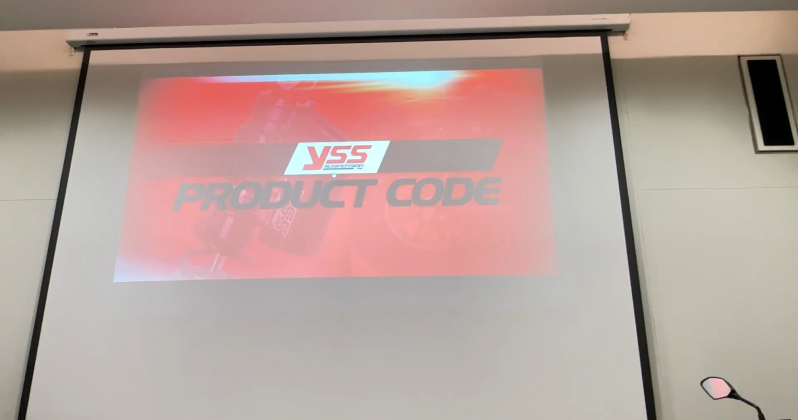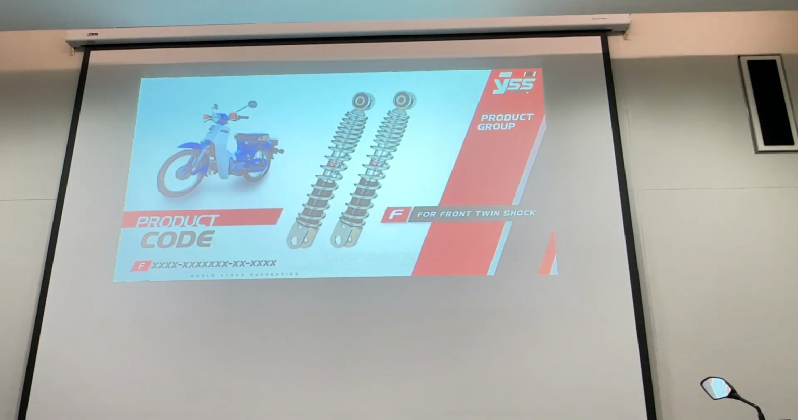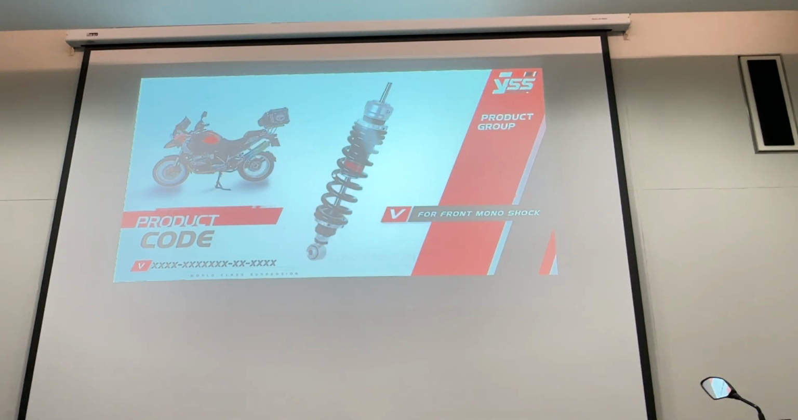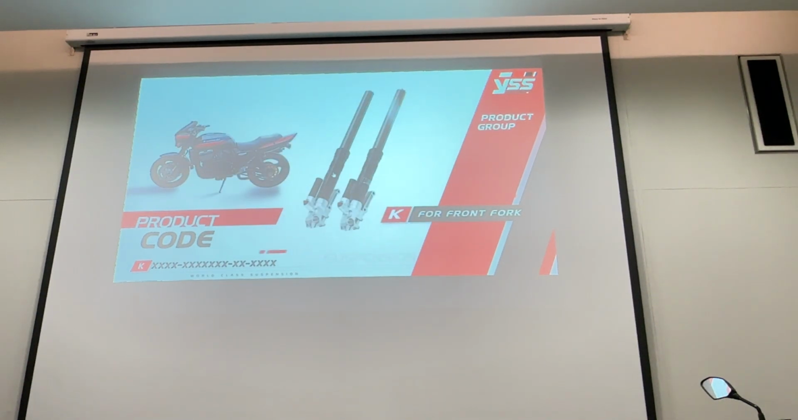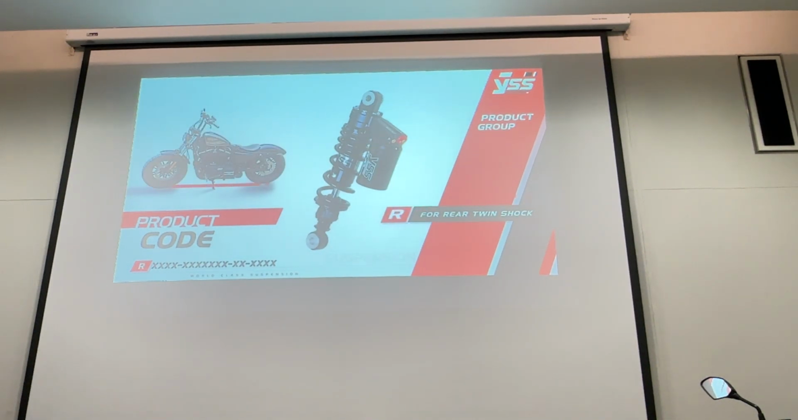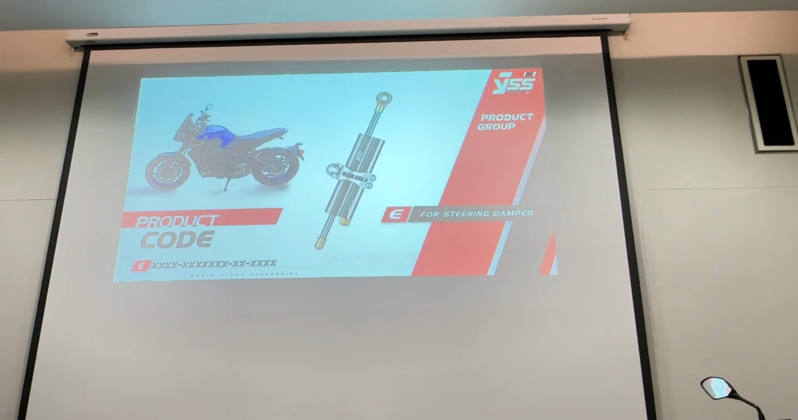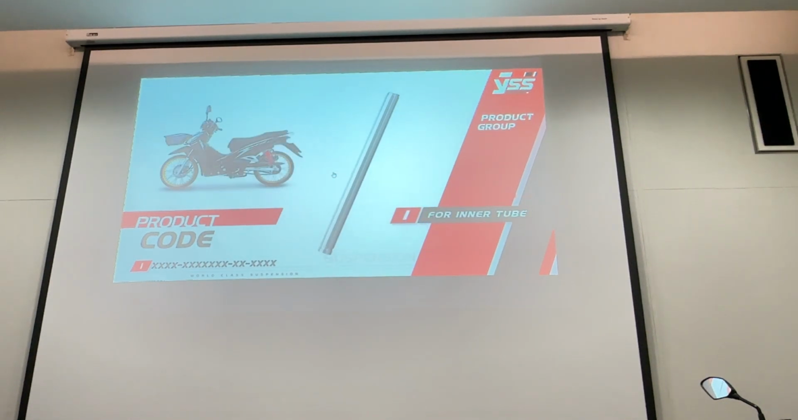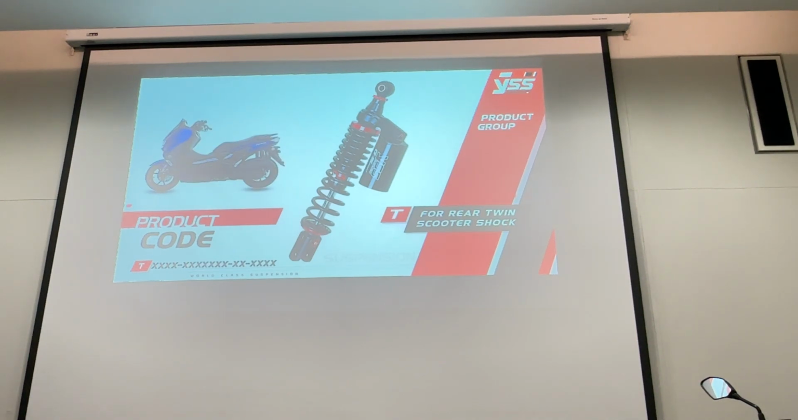YSS product code is as follows. Digit 1, product group. F: front twin shock. O: rear mono scooter shock. V: front mono shock. K: front fork. R: rear twin shock. E: steering damper. M: rear mono shock. I: inner tube. T: rear twin scooter shock.